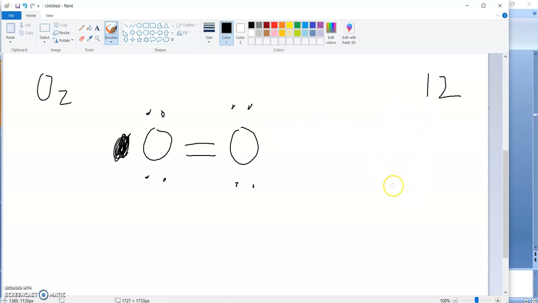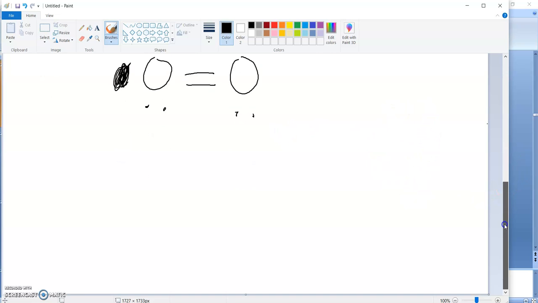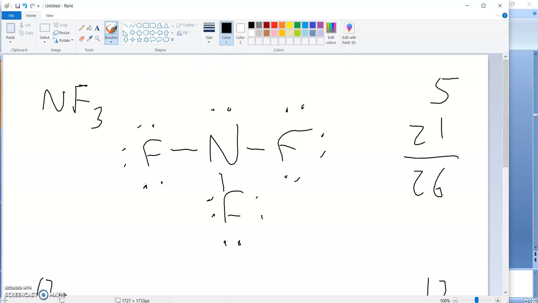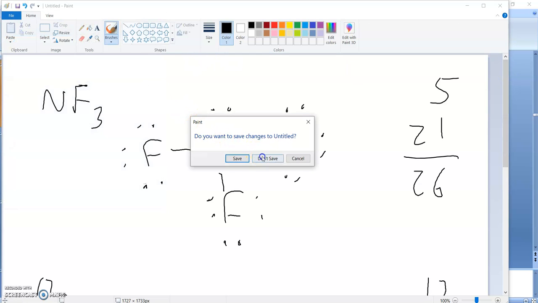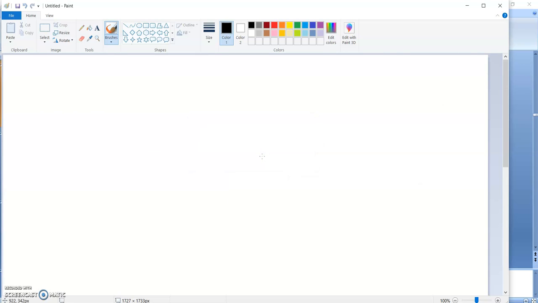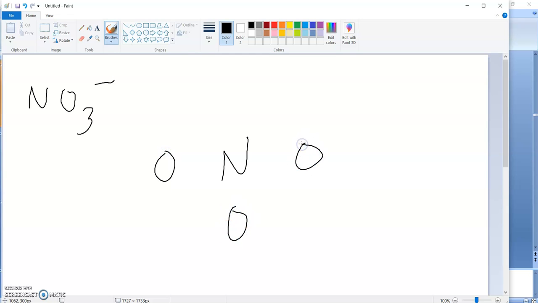Let's look at one slightly more complicated example. Let's clear this. And let's do the nitrate polyatomic ion. We all memorized our polyatomic ions, right? Nitrate is NO3 with a negative charge. So the structure is going to be nitrogen surrounded by oxygens. How many electrons do I have to work with?